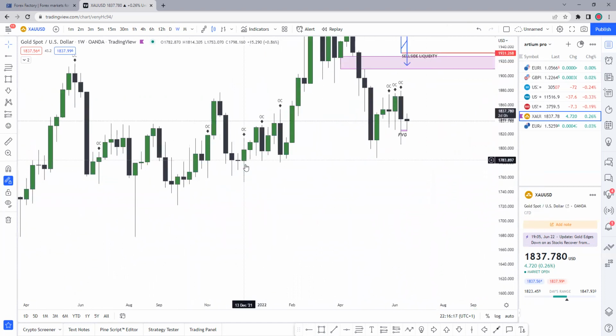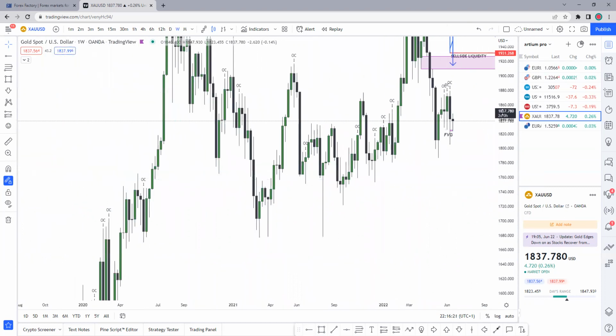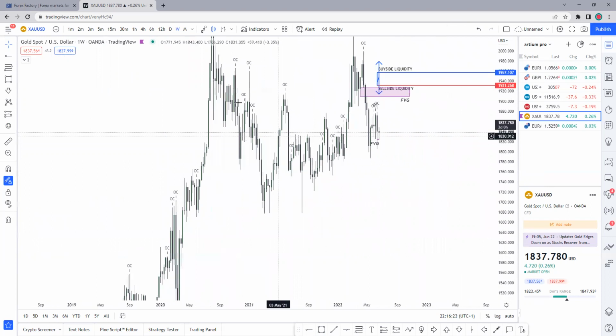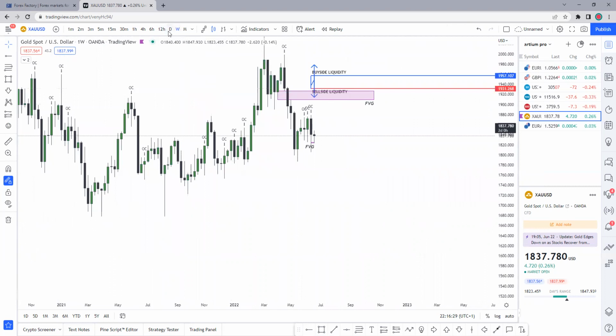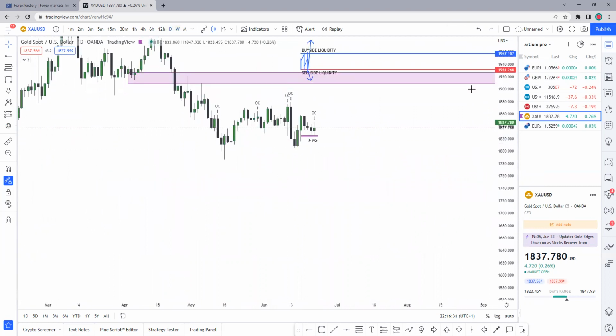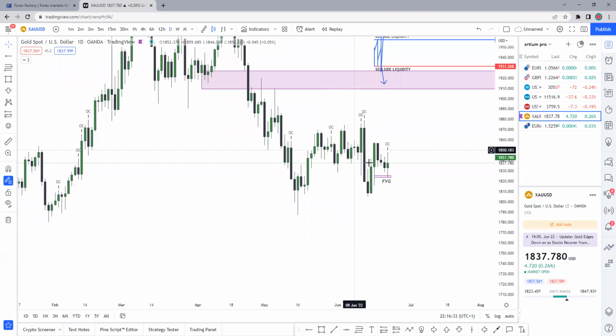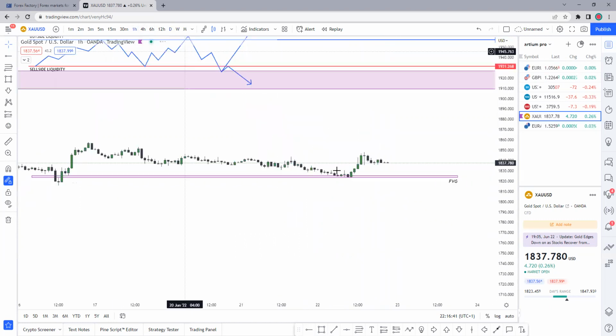We can see here price has been mitigating everything as it goes along, and we have been in a reaccumulation stage of gold anyway. So as we break price down, you can see here that price has in fact printed another outside candle and run into that fair value gap today. I'll go down into the 1 hour.